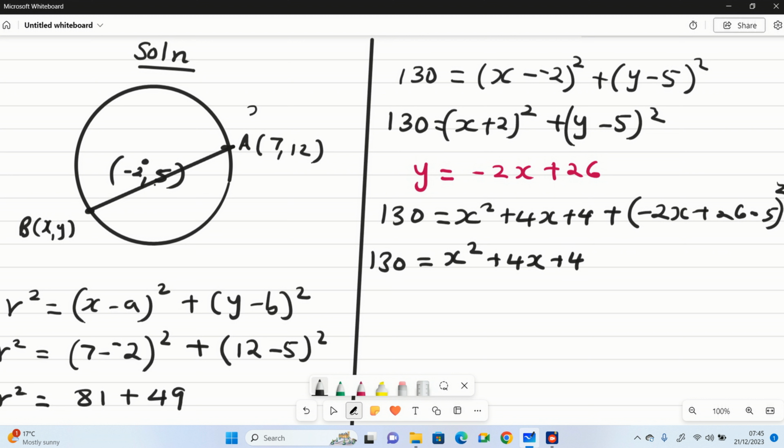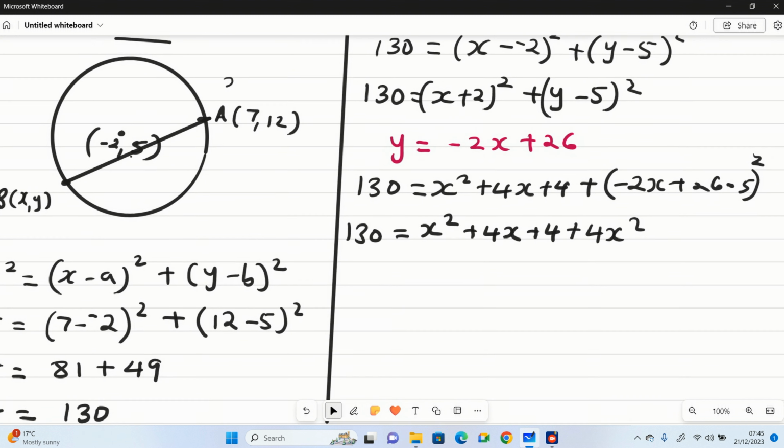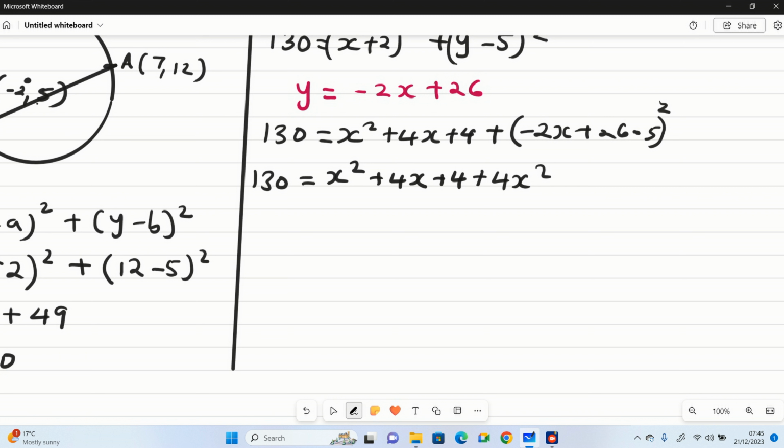Then negative 2x squared, you get positive 4x squared, because negative 2 times negative 2 gives you positive 4. And then plus, this is negative 2x, then times, let me use the dot, times what? 26 minus 5, you get 21. Then this one you times by 2. So 2 times 21 is 42. 42 times 2, you get 84. So you're going to have a negative 84. So instead of writing plus minus 84, you can write minus 84 instead.